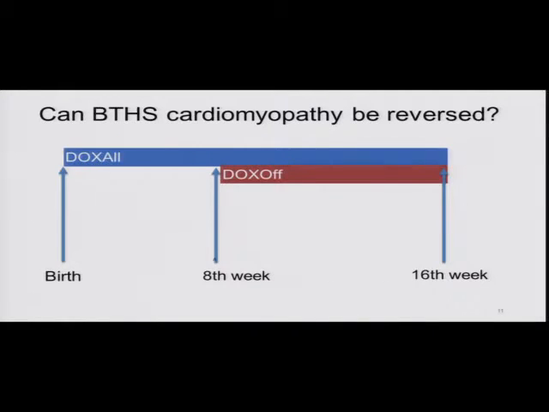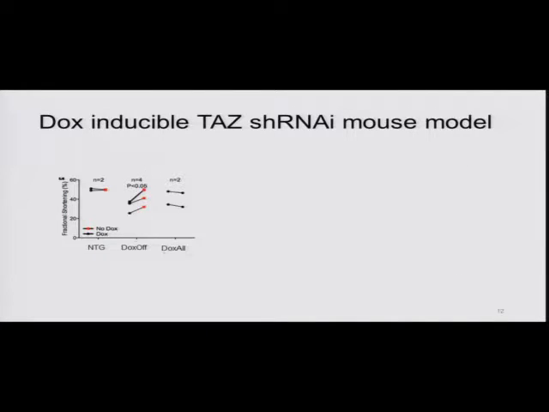So the next question: we already got the cardiomyopathy within 8 weeks of the induction of doxycycline, so can this cardiomyopathy be reversed? We did a very simple experiment. We just withdrew the doxycycline to see what happened. This is the doxycycline off group. We withdrew the doxycycline at the 8th week, and after 8 weeks off doxycycline, the heart function seems to come back towards normal.